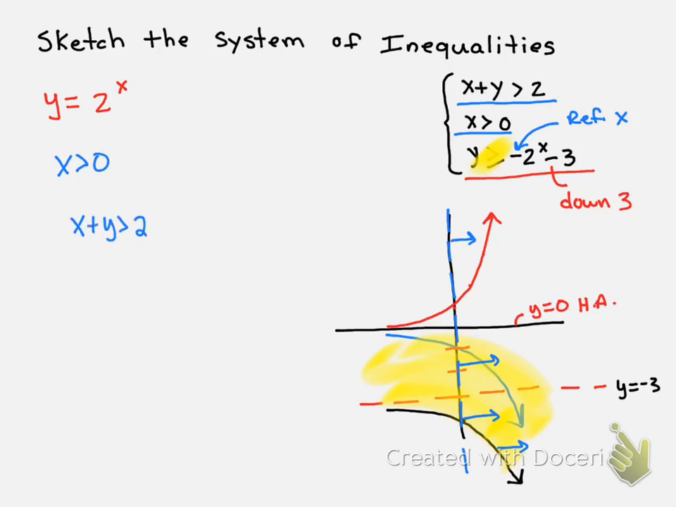And the last one, x plus y greater than 2, I'm going to subtract x from both sides. Y is greater than negative x plus 2. Well, that just means that I have a slope of negative 1 and a y-intercept of 2. So we'll come up 2 and go over 1, down 1, over 1, down 1. This is also just greater, so I need a dashed line here too.